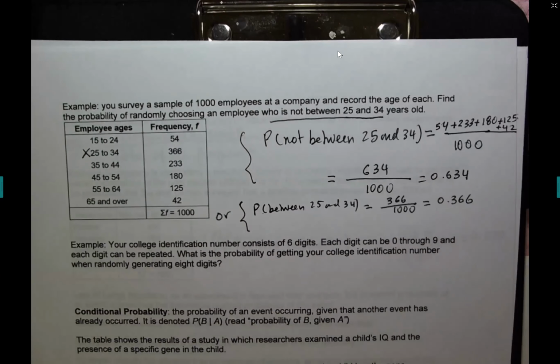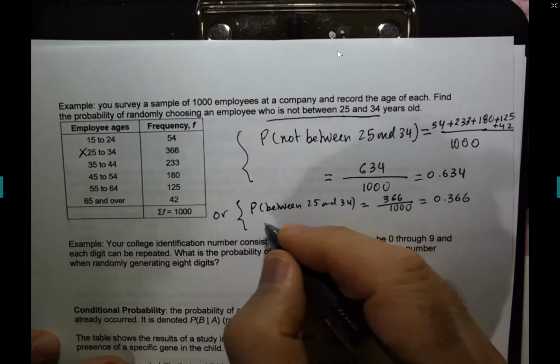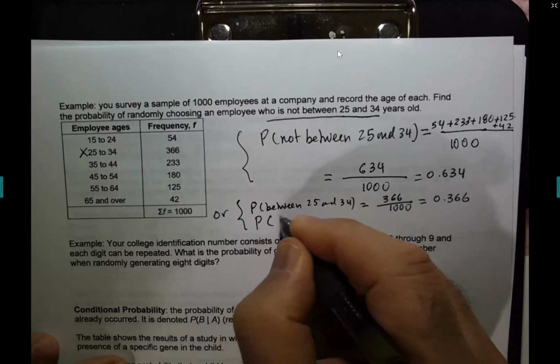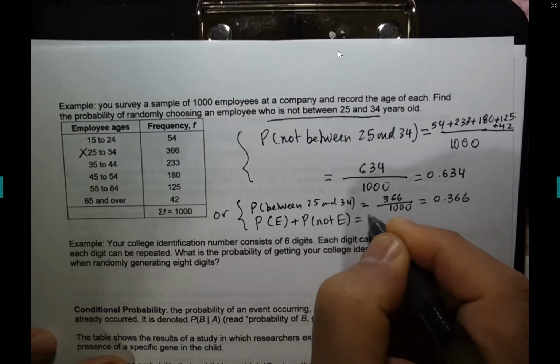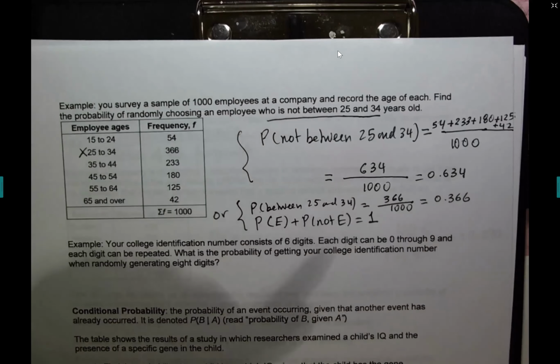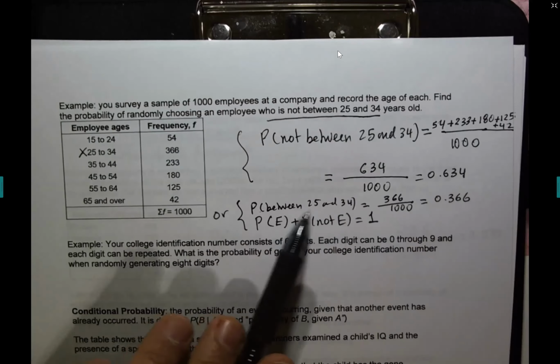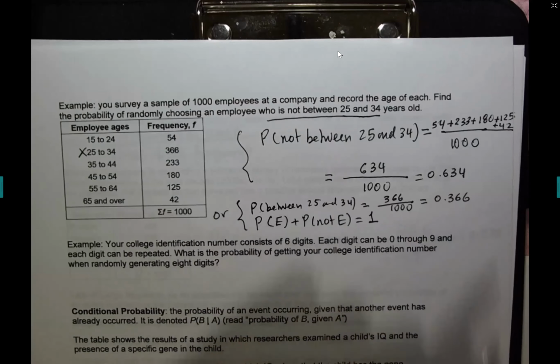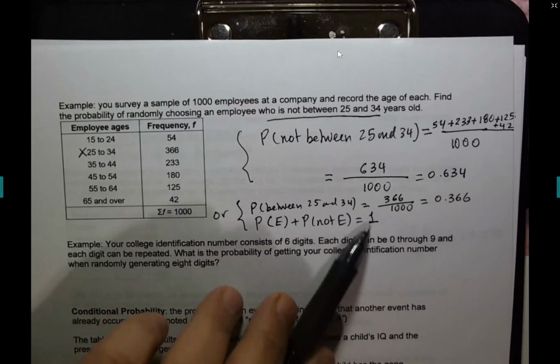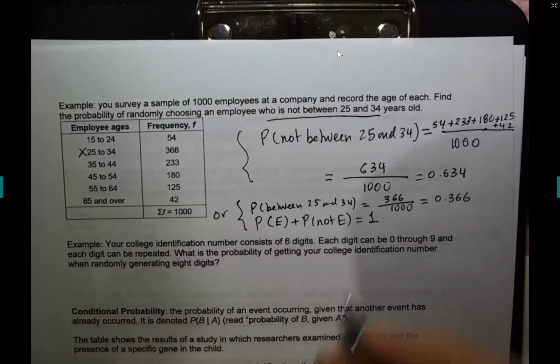Okay, and what do you do with the 0.366? You subtract it from what? Remember, guys, what I put just a few minutes ago. Probability of E plus probability of not E should always equal to what? To 1. What you did here, you found the probability of people who have age between 25 and 34, which is 0.366, but that's not what he wants. He wants the ones who are not between 25 and 34. So what you can do, guys, you take 1 and subtract 0.366.